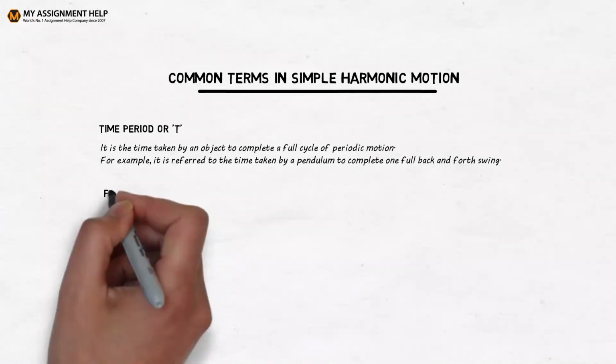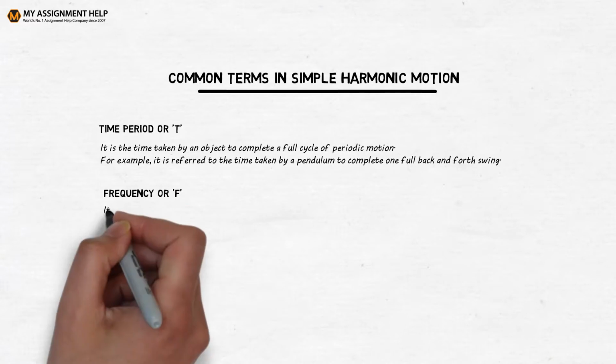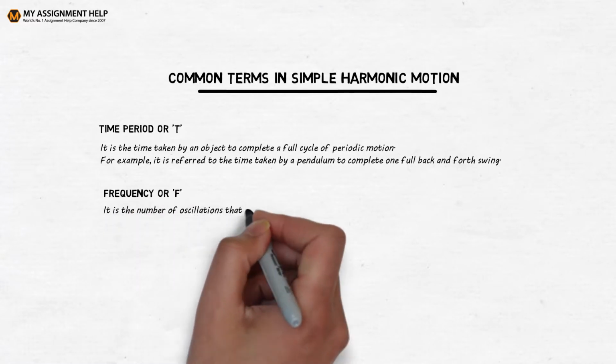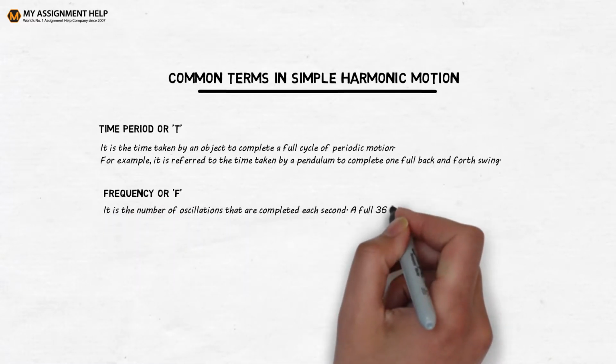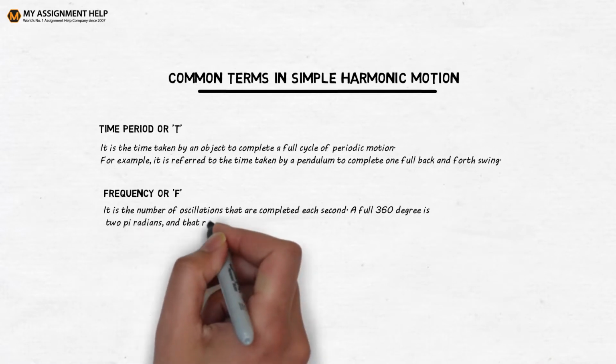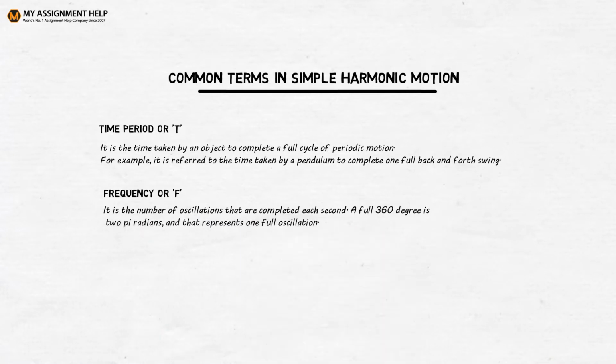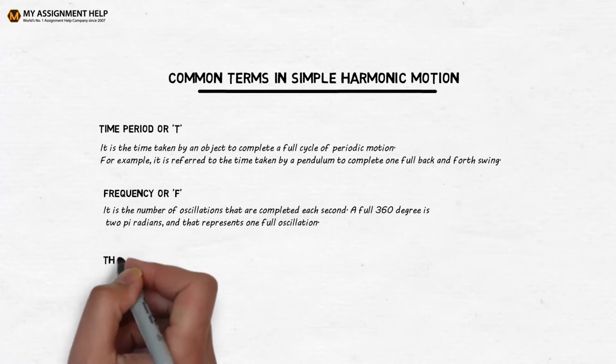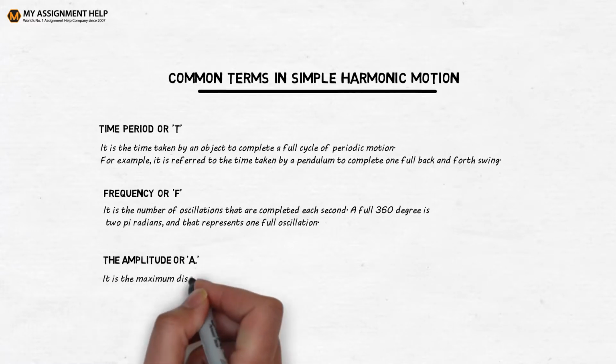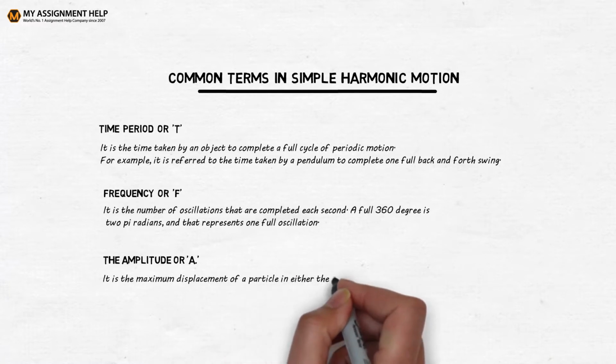Frequency or f. It is the number of oscillations that are completed each second. A full 360 degrees is 2 pi radians, and that represents one full oscillation. The amplitude or A. It is the maximum displacement of a particle in either the positive or negative x direction.